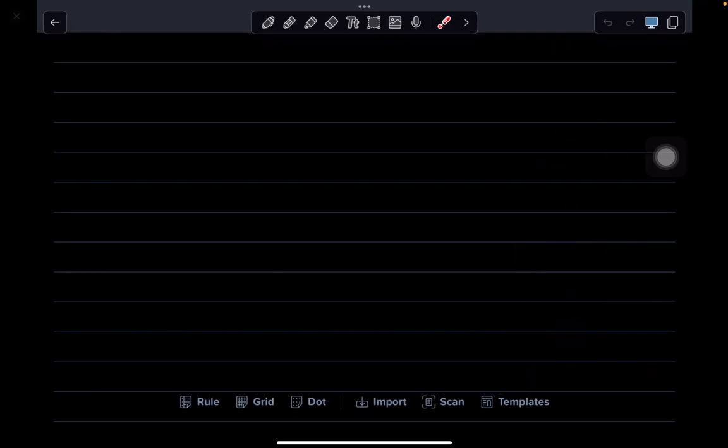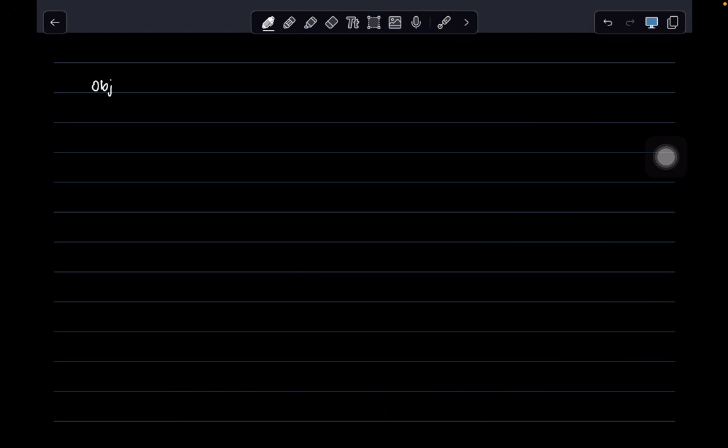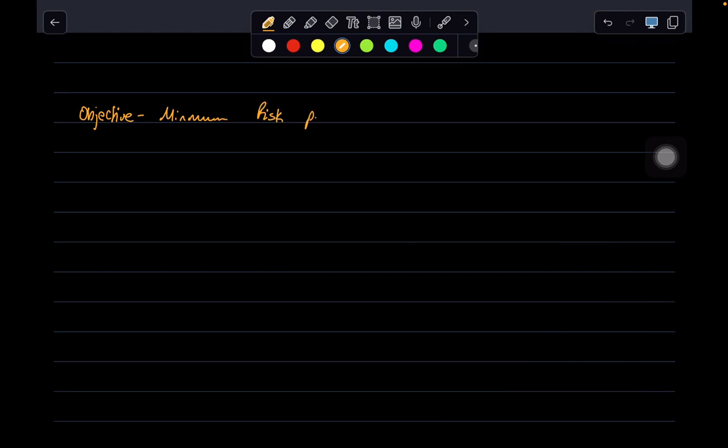Alright, so our objective. I'll first write it down, and I'm going to do it in a different color, orange. Objective: minimum risk portfolio with two stocks. So that is our objective for this video.